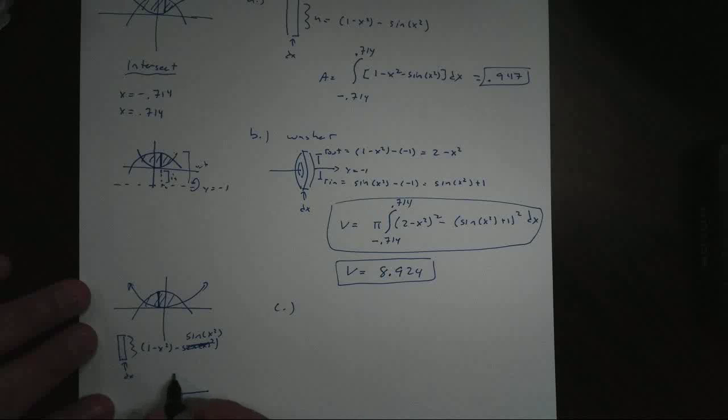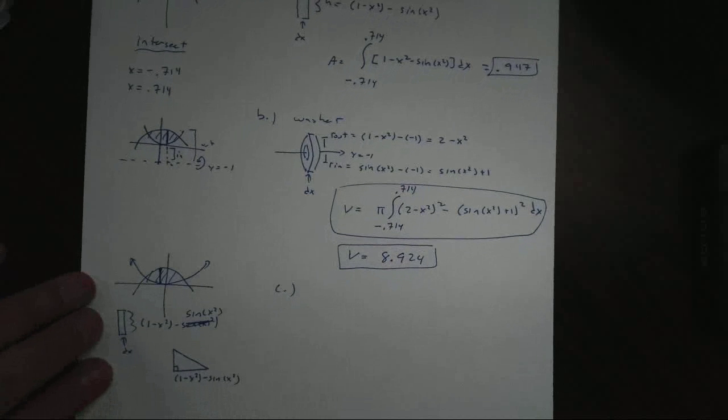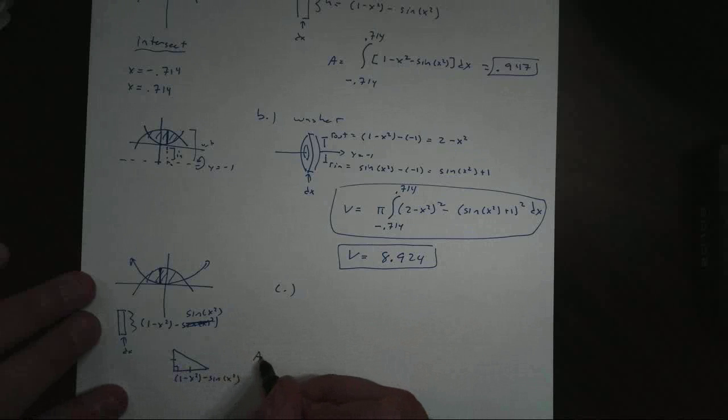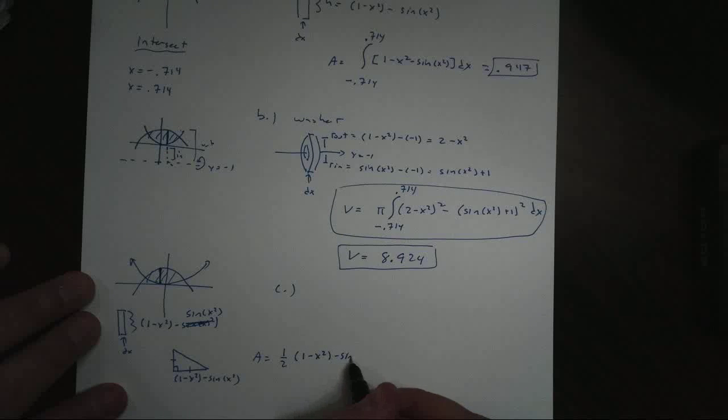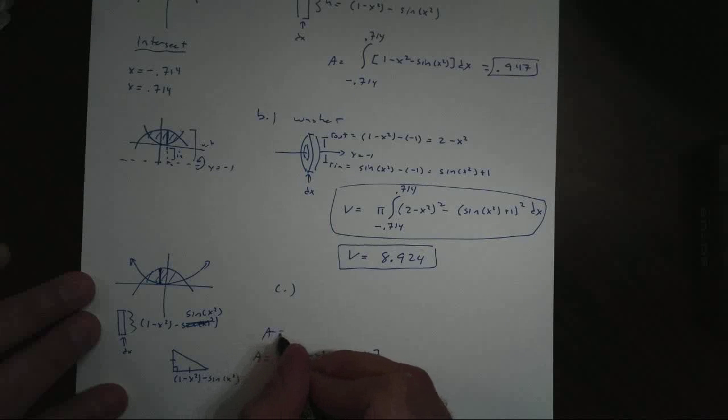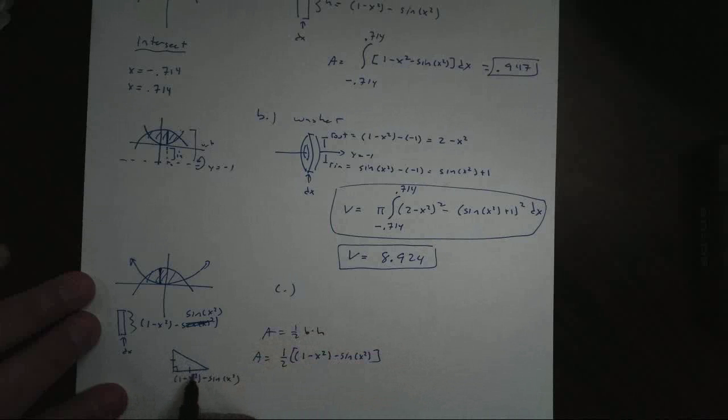Now it's an isosceles right triangle, and that's a leg. So if it's an isosceles right triangle, this is what it's going to look like. Here's our base, 1 minus x squared minus sine of x squared. Well, if it's an isosceles right triangle, those two legs are the same. So the area of my triangle, my face here, is just going to be 1/2 the base, which is 1 minus x squared minus sine of x squared, times the height. Because remember, the area is 1/2 base times height for a triangle. But this time the height's the same, so I can just square that.